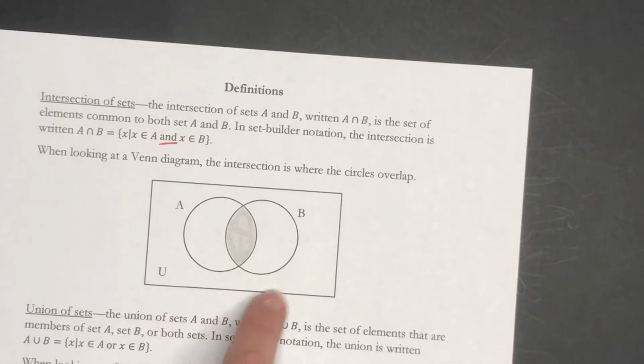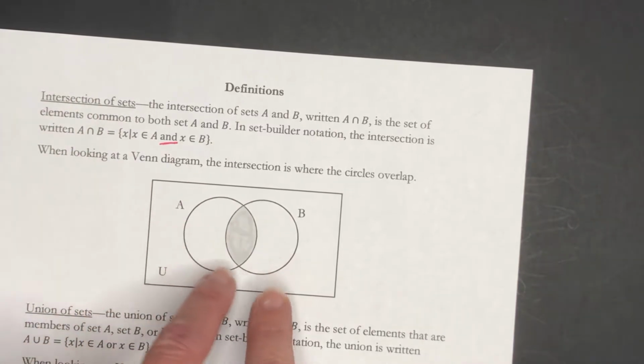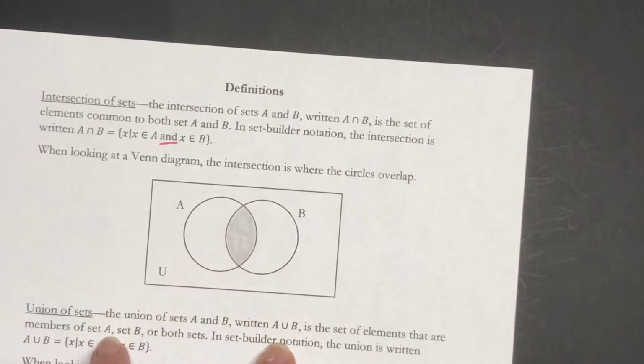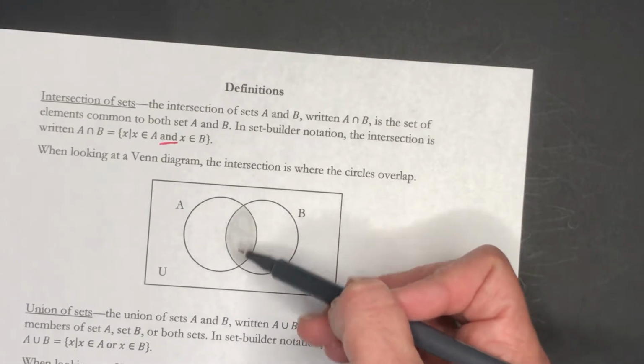And if you're talking about a Venn diagram and we wanted to represent the intersection of A and B, this center part right here, the overlap, would be shaded. So visually, this is the area of the intersection.